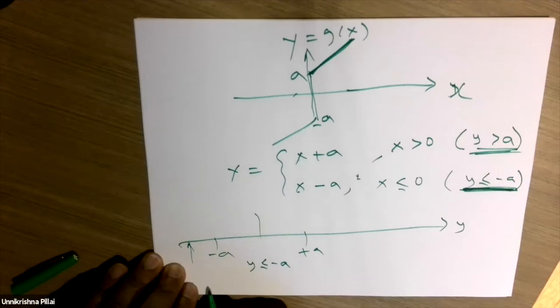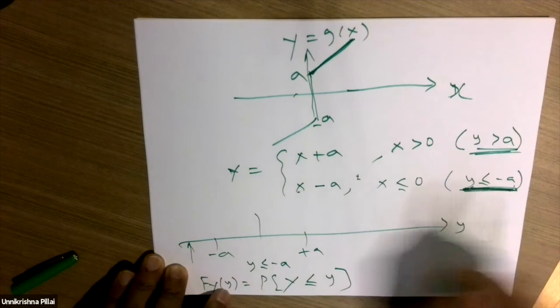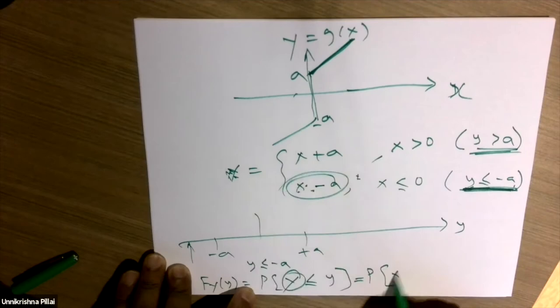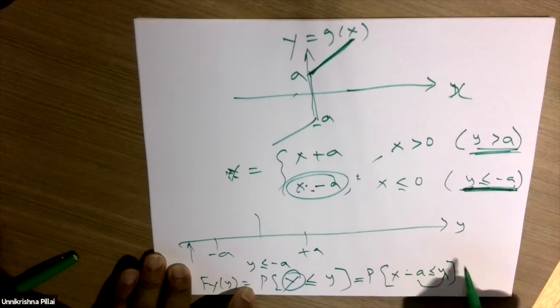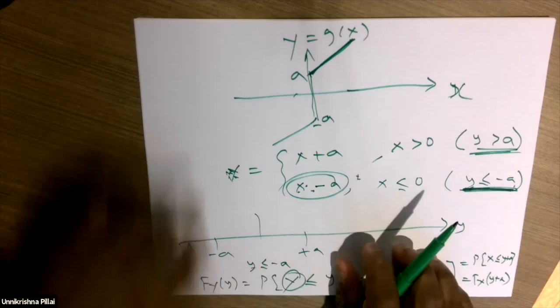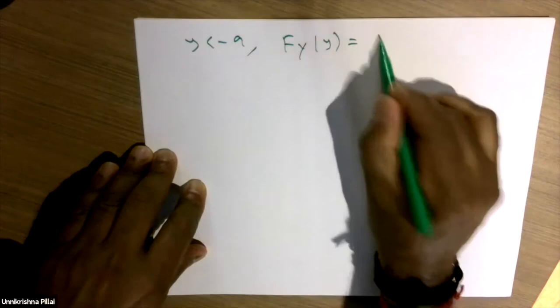Let's see what happens. F_Y(y), that's what we always try to find, the distribution function. That turns out to be more physical. That is the probability of Y less than or equal to small y, by definition. But look at this now. If y is less than minus a, this is the relation between x and y. This only comes by practice, so that's why you should solve these problems. So x minus a less than or equal to y. I take this a to the other side, so I can write this as the probability of X less than or equal to y plus a. That's F_X(y plus a), for y less than minus a.